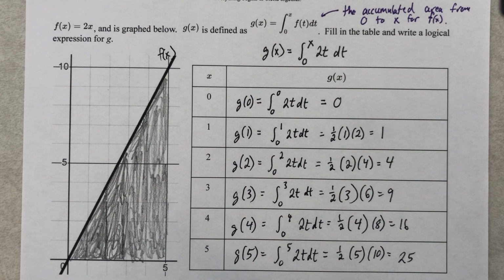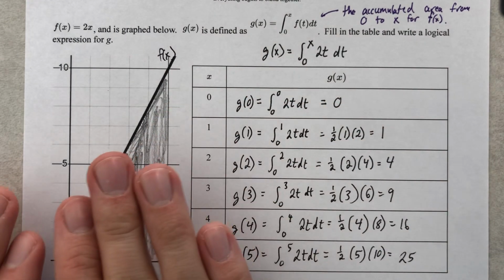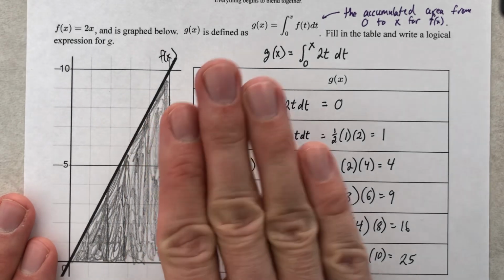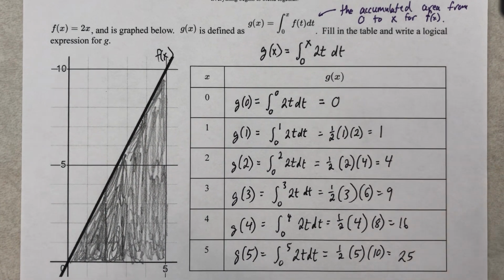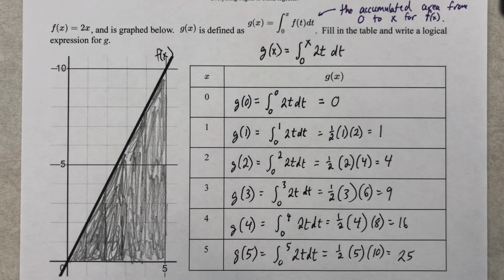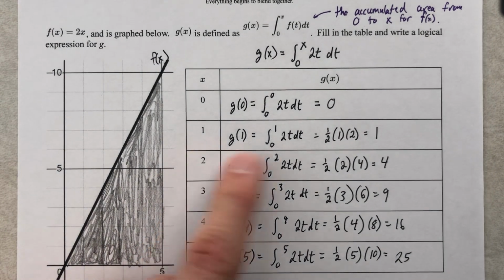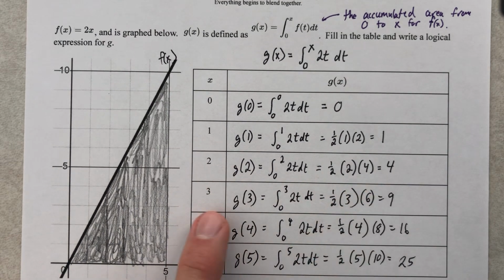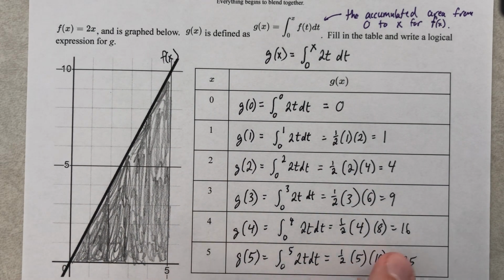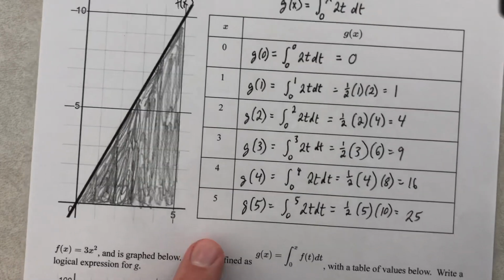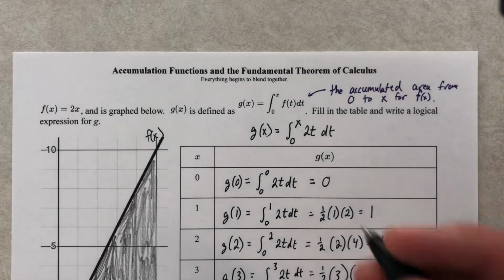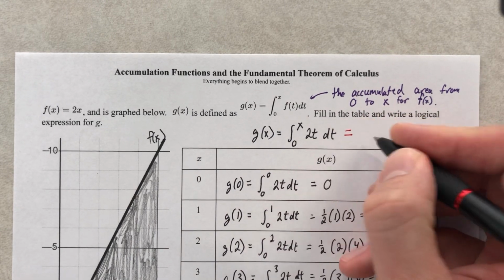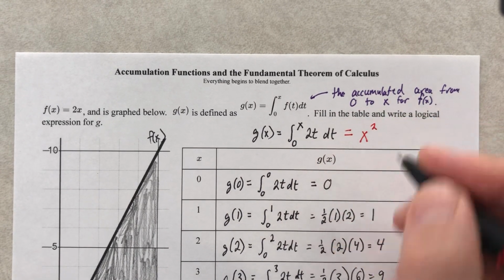So when I'm finding the area, in this particular case, for any given integer value, I end up with the perfect squares. If I plugged in a 1, I got 1. If I plugged in a 2, I got 4. If I plugged in a 3, I got 9. If I plug in 4, I get 16. If I plug in 5, 25. If I plugged in a 6, I'd get 36. If I plug in 10, I get 100. This is equal to x squared.